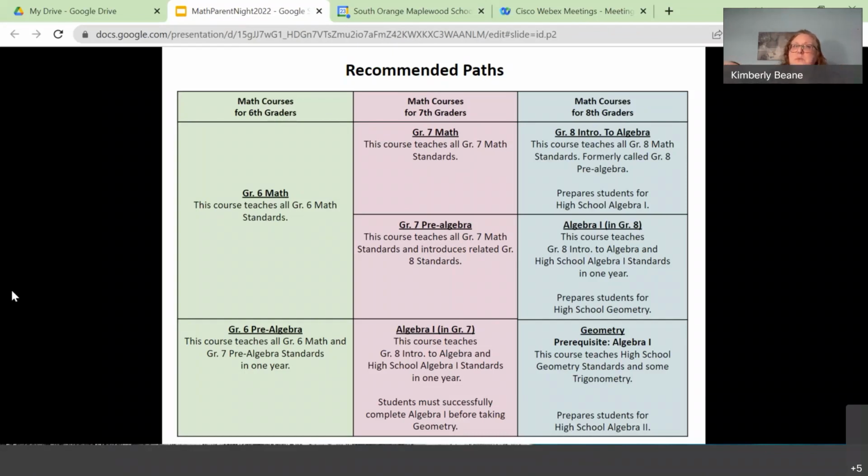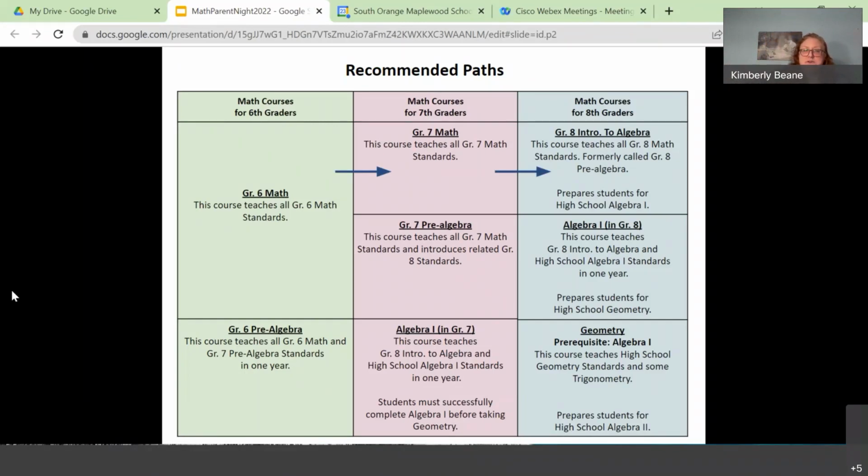And remember that top row are the way the standards are laid out. The grade 6 standards, the grade 7 standards, the grade 8 standards. So a student could do that. They could go from grade 6 math to grade 7 math to grade 8 intro to algebra. And that just means they're following the way the standards, the state and national standards, are written.